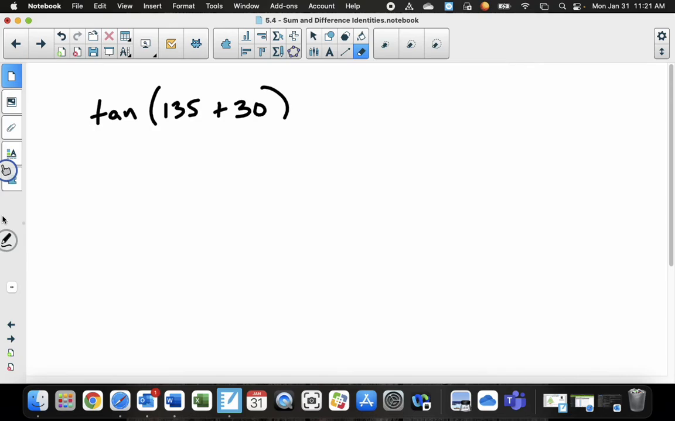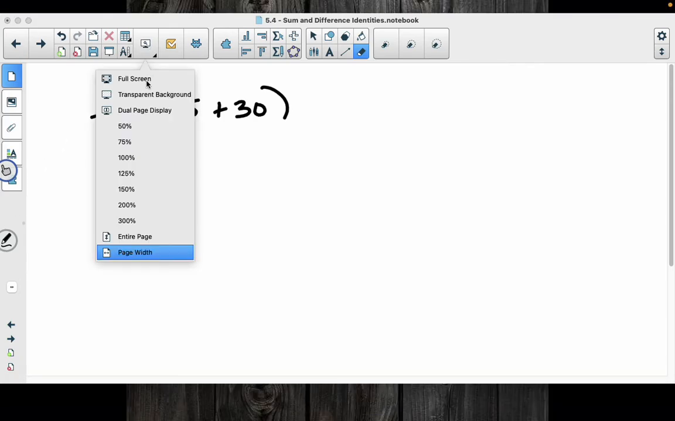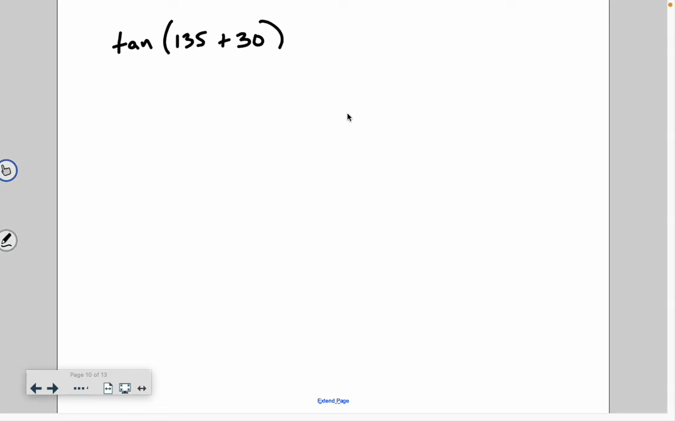So let's do the same problem, but now with tangent. Tangents, what I will tell you in advance, they get a little bit messy. Okay? They get a little messy on these. Good news is I think there is only one tangent problem on your assignment. Okay? So you won't have a ton of these.